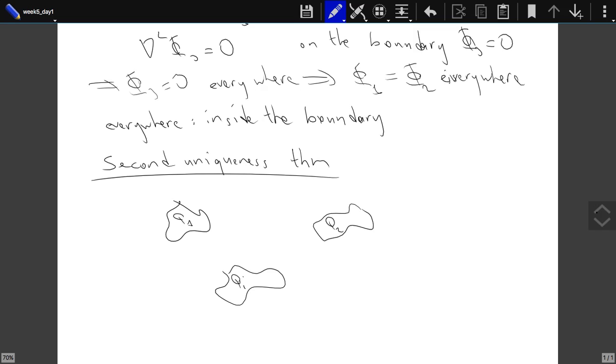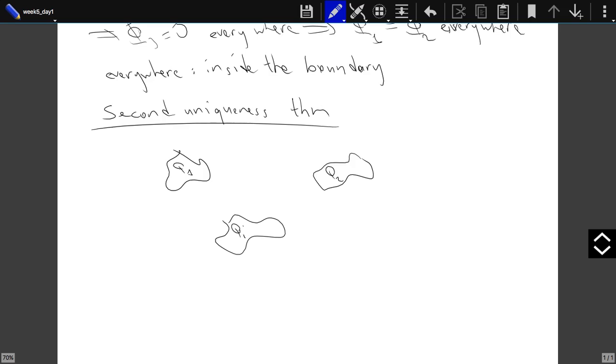Now again, our trick will be basically the same. So we will assume two solutions and try to prove that those two solutions have to be the same. Let phi 1 and phi 2 be two solutions.